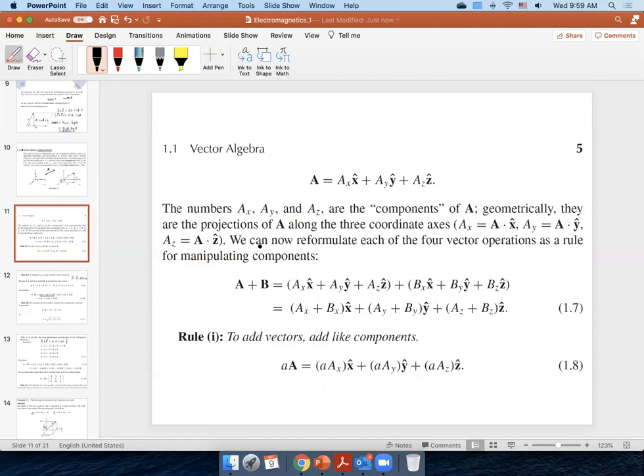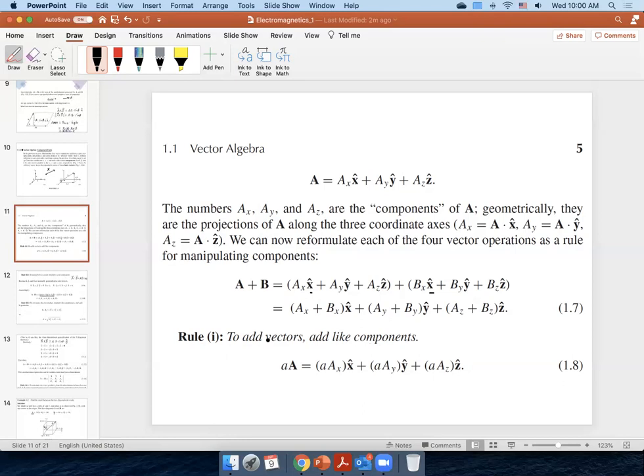We can now reformulate each of the four vector operations previously into a different rule in the component form. Let's do it one by one. Operation number one, adding two vectors, A plus B. In component form, you can write A in this format, and you can write vector B in this component form. You can combine them: you have Ax plus Bx times x hat, and the same thing for y hat and z hat. So this is a way of calculating A plus B. So the rule number one: to add vectors, you add components.